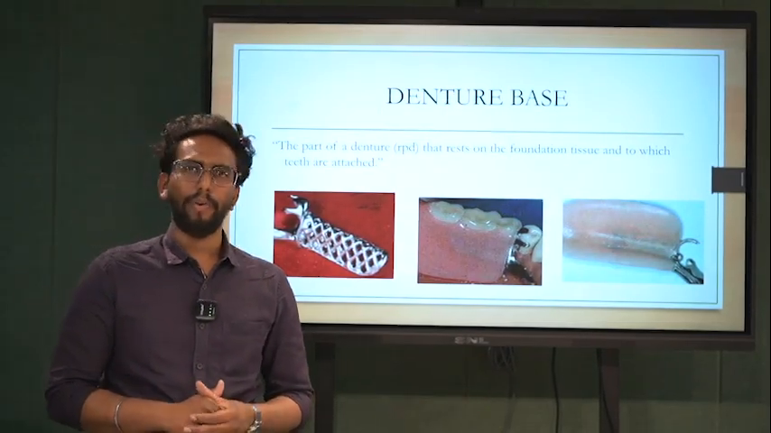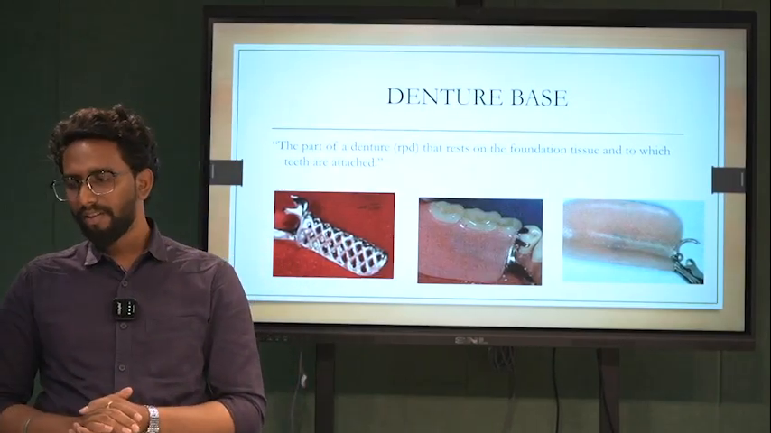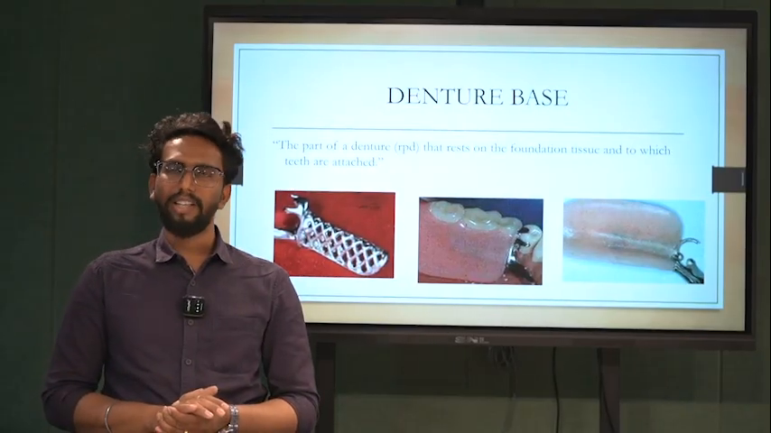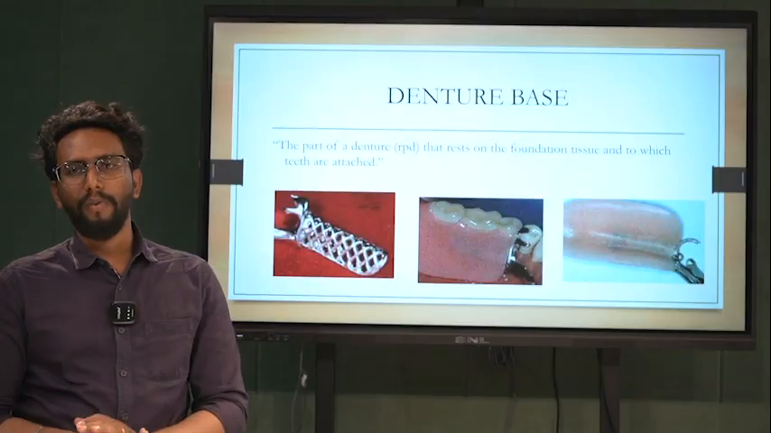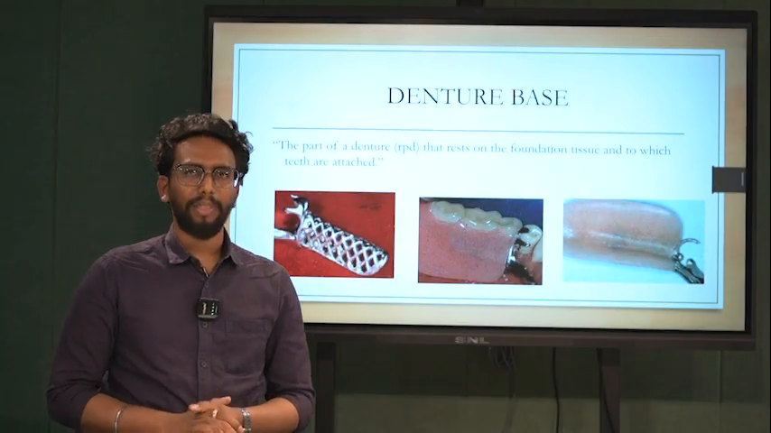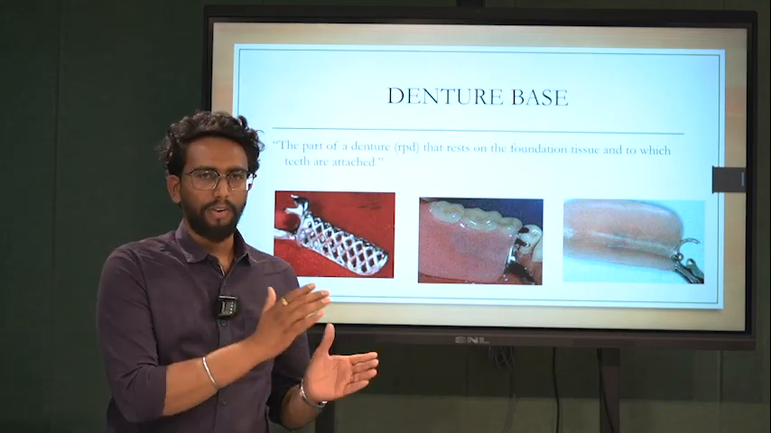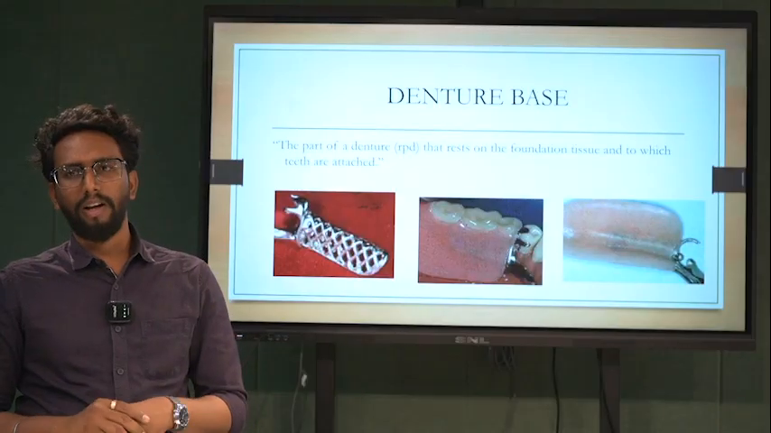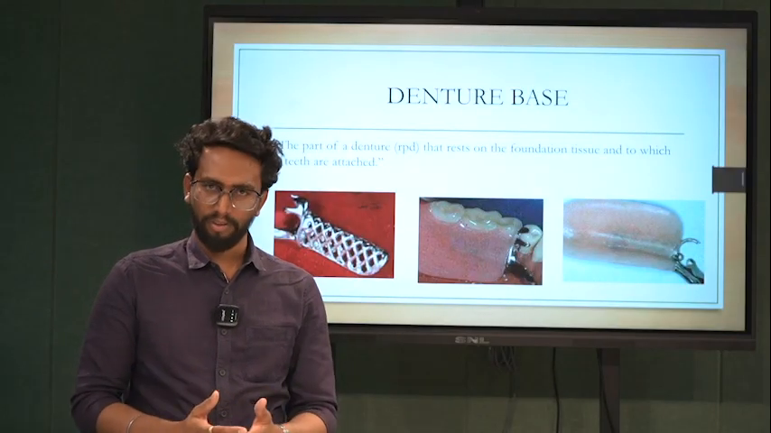Now our next component is the denture base. It is the part of a denture that rests on the foundation tissue and to which teeth are attached. Basically, it is made up of acrylic material and it connects the artificial teeth to our RPD prosthesis, and it also helps us in the stress distribution process.